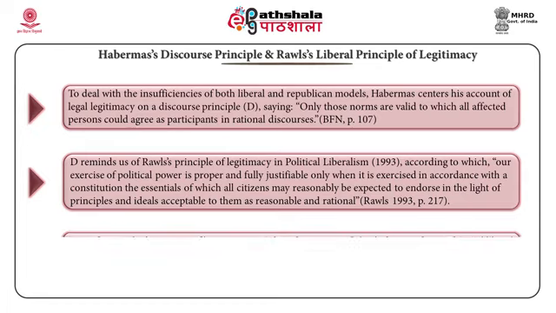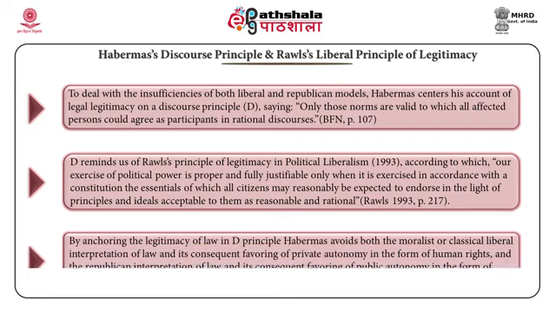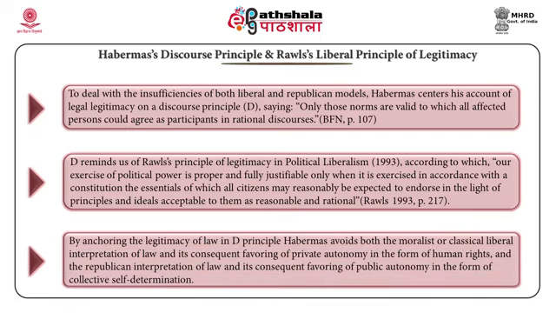By anchoring the legitimacy of law in the democratic discourse principle, Habermas avoids both the moralist or the classical liberal interpretation of law and its favoring of private autonomy in the form of human rights, and also the Republican interpretation of law and its favoring of public autonomy in the form of collective self-determination. So what we see here is that Habermas is attempting to reconcile public and private autonomy, reconcile facts and norms, or reconcile Weber and Rawls.